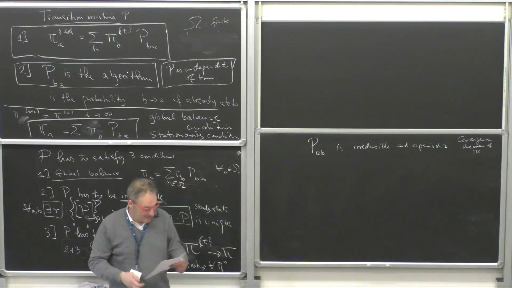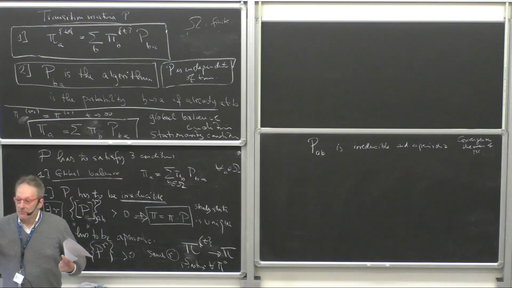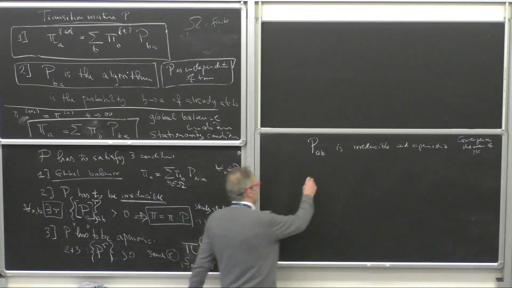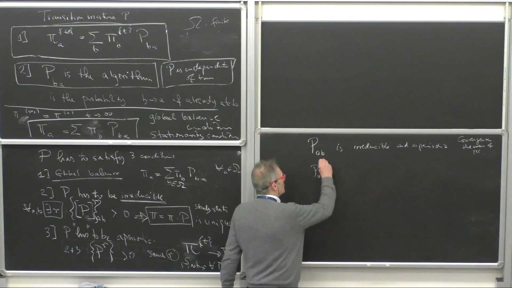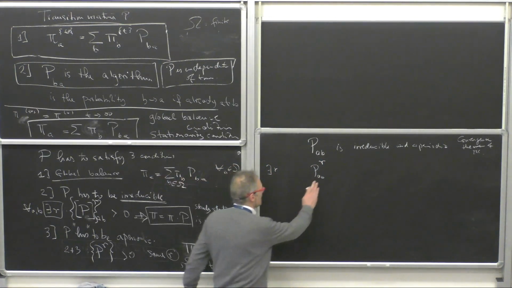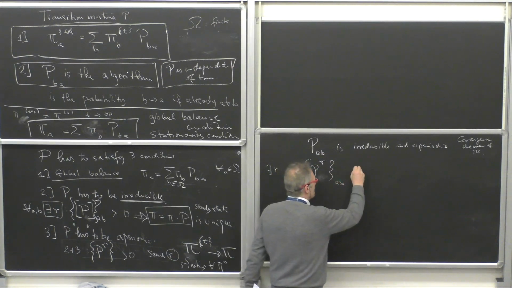So the following is clear. P_AB is irreducible and aperiodic. What is the consequence of it? The consequence is that P to the power of R is going to be a positive matrix. So there will be an R such that P to the power of R is a positive matrix. So there exists an R such that P^R(A,B) is larger than 0.